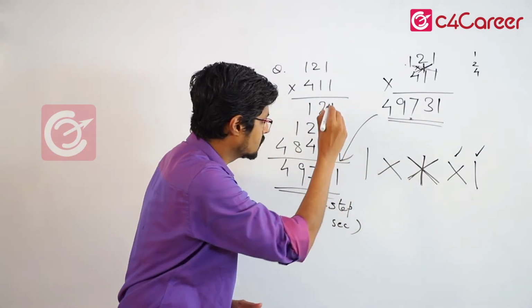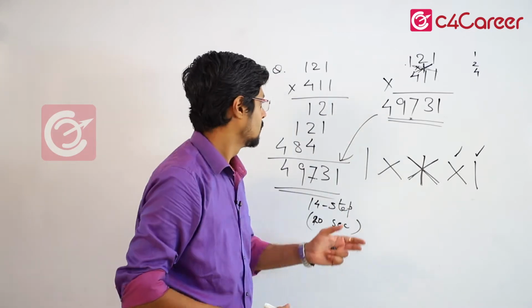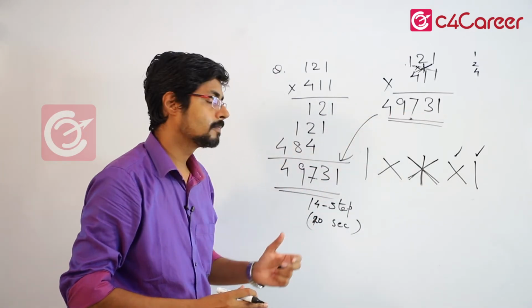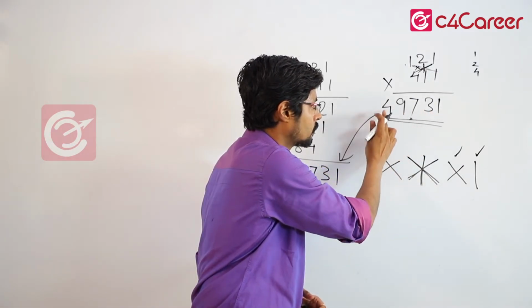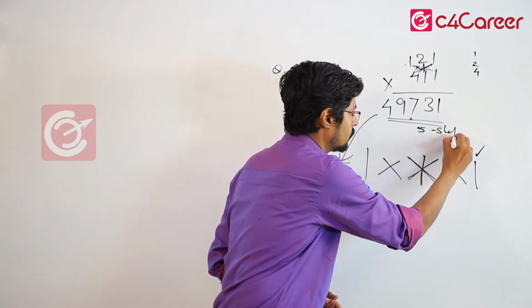Now the interesting part is the answers are the same. You can say it is 49731. We get the same answer. But how many steps? That's important. 1, 2, 3, 4, 5. So we have 5 steps.